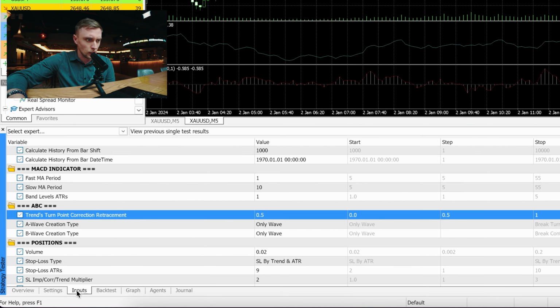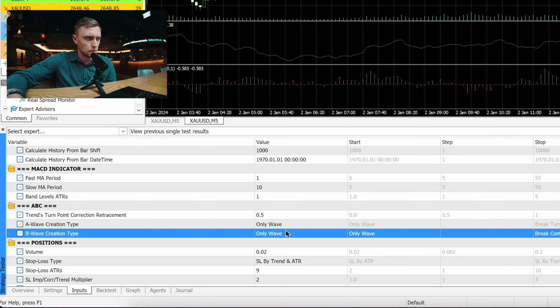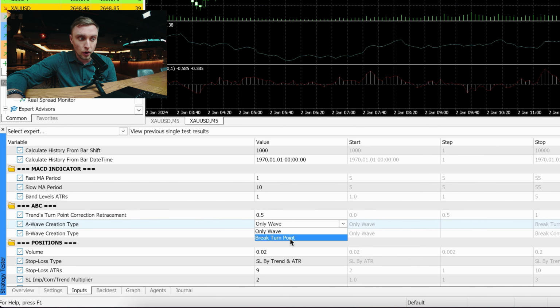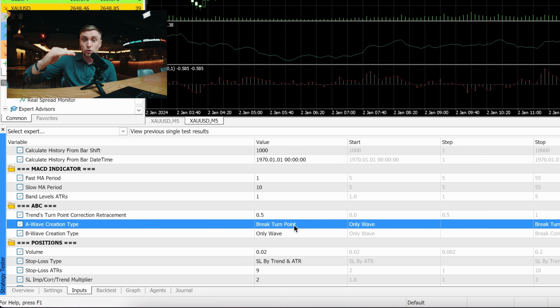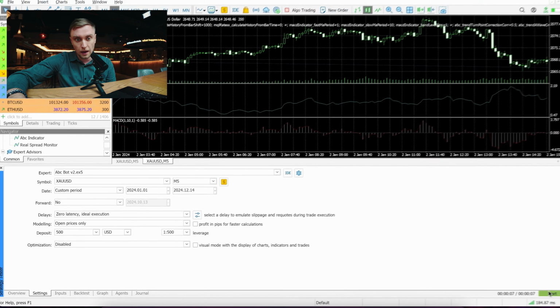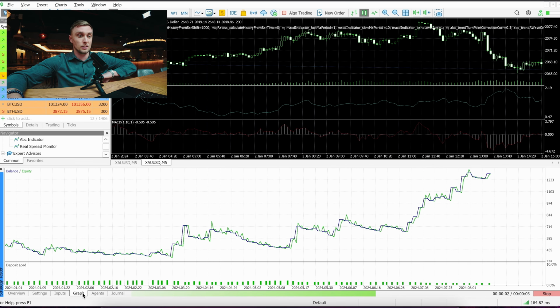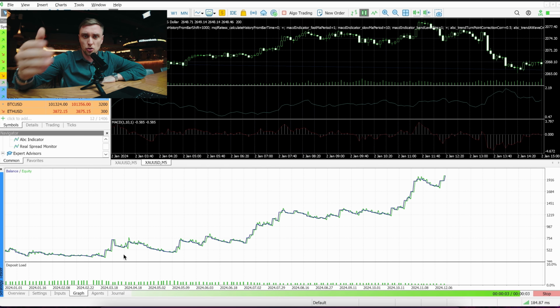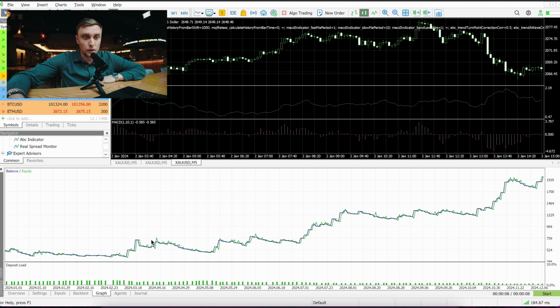So let us go to the inputs. I will not do any kind of optimization. I will just change the wave creation type to break turn point. So it's supposed to break turn point. After that only will we consider it as wave A. And let us do the backtest, and I want to see the results. Without even optimization, I'm 100% sure that it will prove to us that with this kind of logic it will work in a better way. And yes, you see equity is already nice.